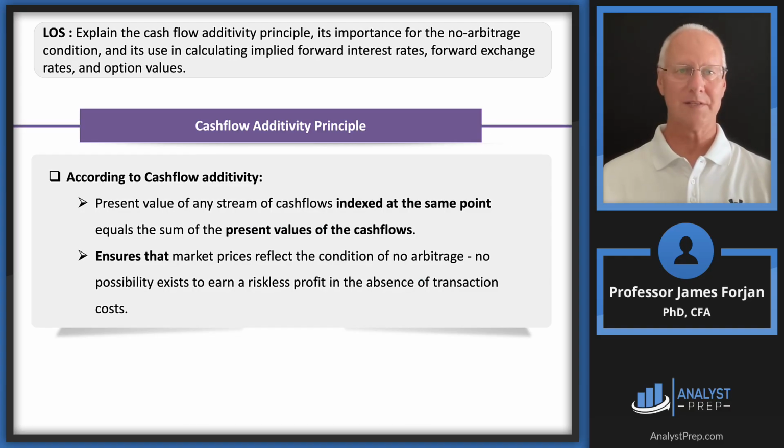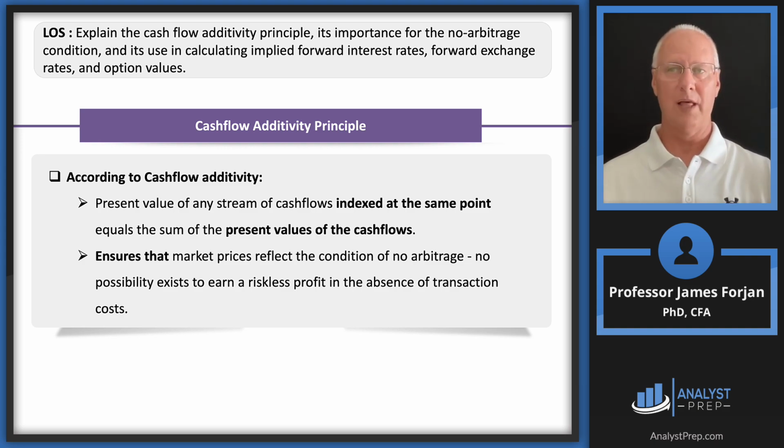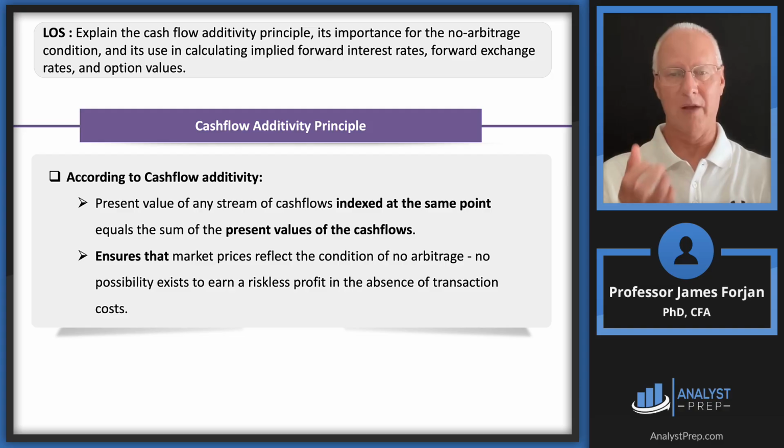All right, moving on to the last and third LOS in this learning module. Let's talk about the cash flow additivity principle. This sounds like a super complex idea, but it's really not. I want you to think about this timeline. Suppose that in a timeline, we have time period 0, and then we have time periods 1, 2, and 3. Are you ready for this?